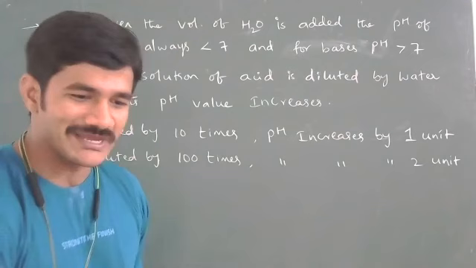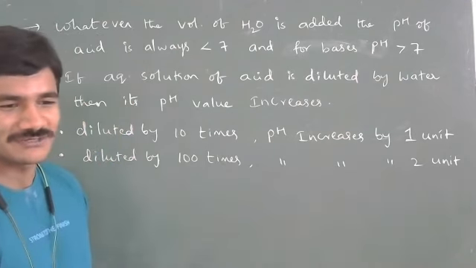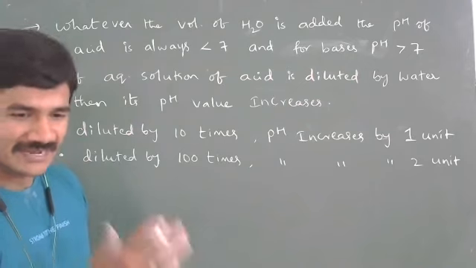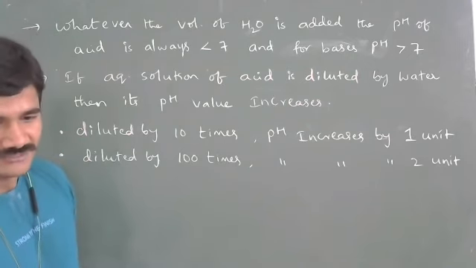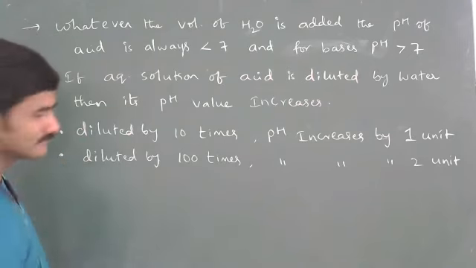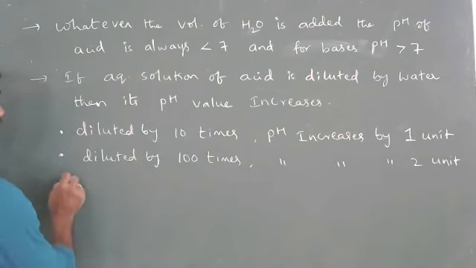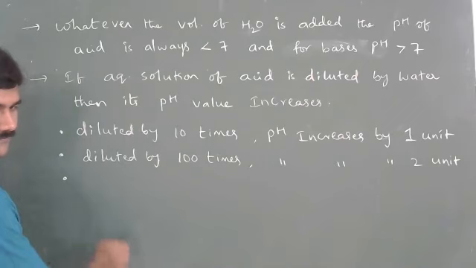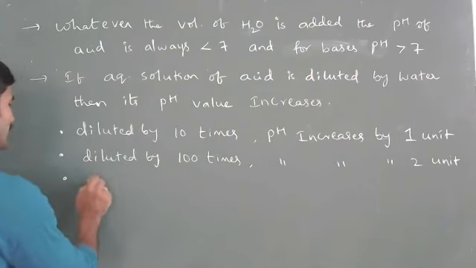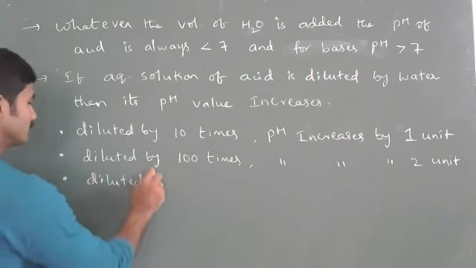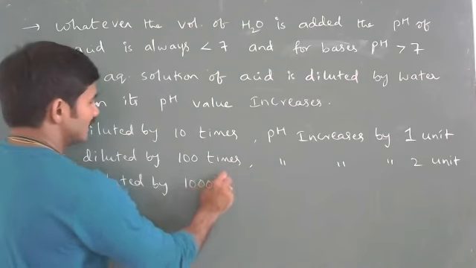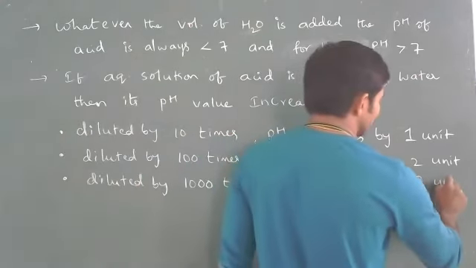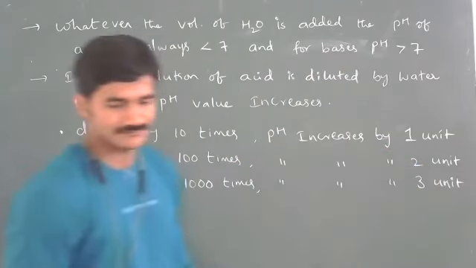Don't add water to the acid. Acid should be added to the water. We should not add water to the acid. We have to add acid to the water. If you add in reverse, it becomes exothermic. Okay. So diluted by 1000 times, pH increases by 3 units.